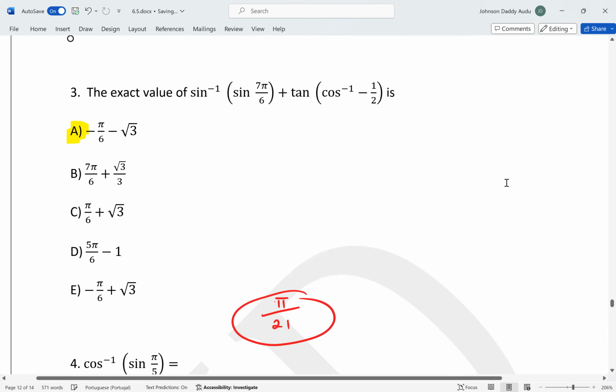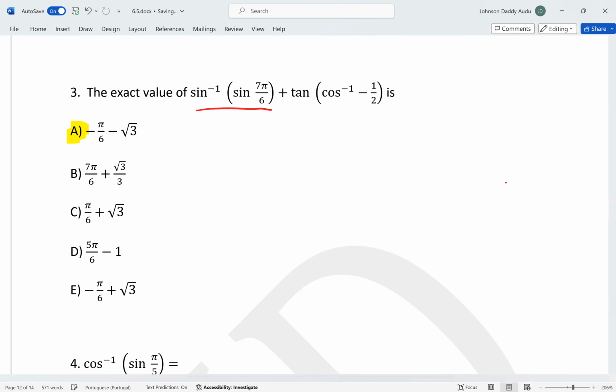Okay, for number 3, is similar. So we have two paths, this path and also this. So let's deal with it one by one. Let's start with this one. So this first part is similar to what we did before. You can see that what this is in which quadrant? This is in quadrant 3.